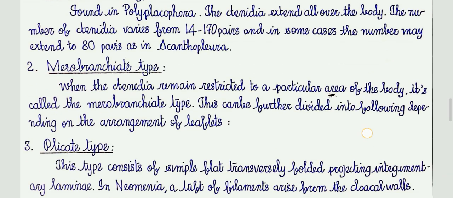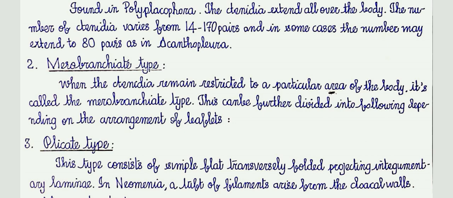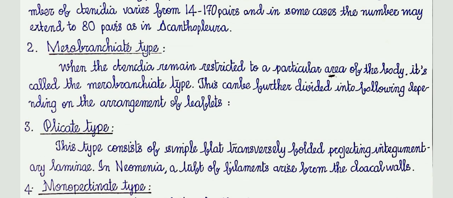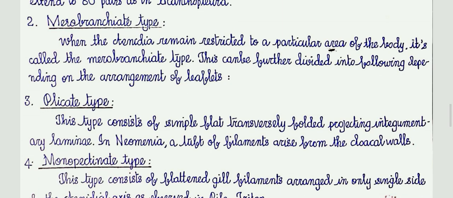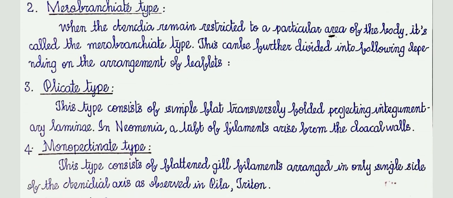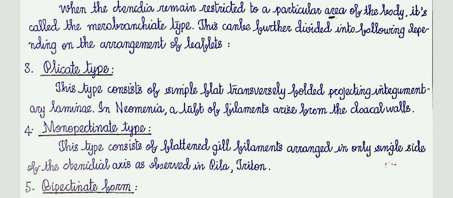Then the merobranchiate type. When the ctenidia remain restricted to a particular area of the body, it is called the merobranchiate type. This can be further divided into the following, based on the arrangement of leaflets, like the plicate type. This type consists of simple flat, transversely folded projecting integumentary laminae. In pneumonia, a tuft of filaments arises from the cloacal walls.